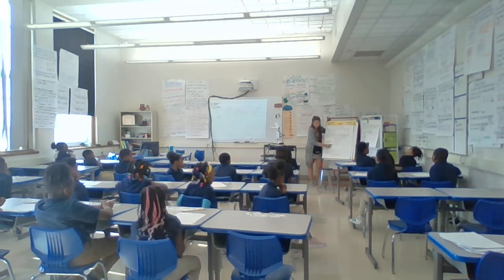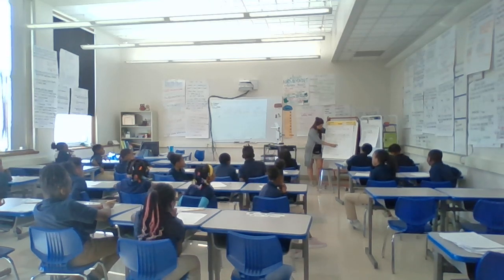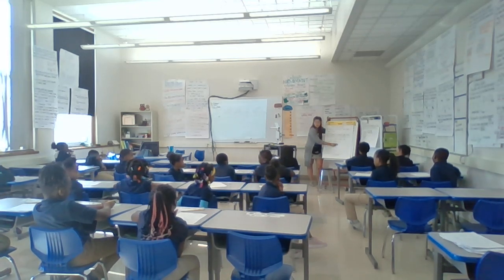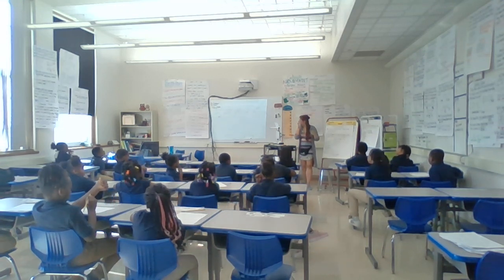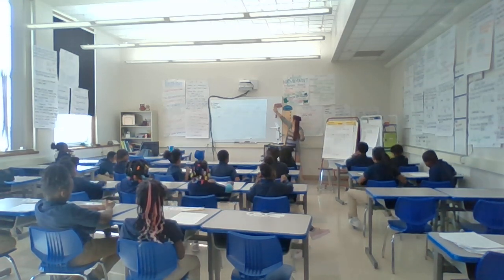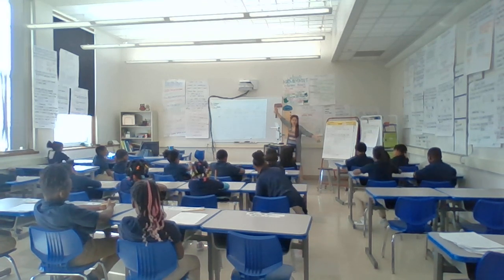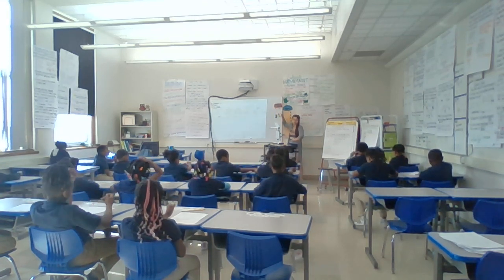Let's count. 2, 4, 6, 8. 8 votes, 4 discs, because each disc equals 2 votes. I'm going to give you 2 minutes. Draw in your pictures for all the categories. Go.